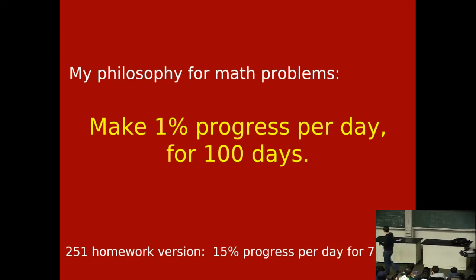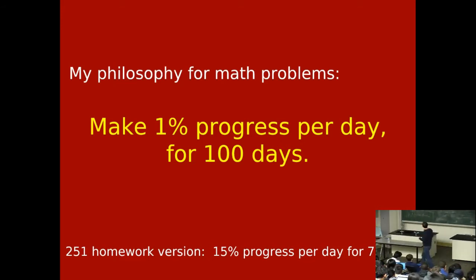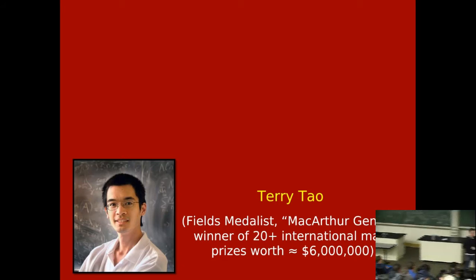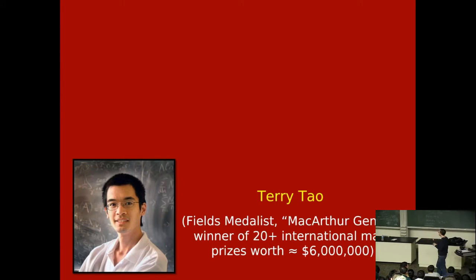It's also not just me that feels this way. So let me give you another quotation. This person is Terry Tao. He's probably regarded as the most famous, or a very famous, mathematician alive today. He won all the prizes, the Nobel Prize for math, which is called the Fields Medal. He won prizes that are worth money, which is very weird in mathematics. He's won something like $6 million worth of prizes. He's a very celebrated person.